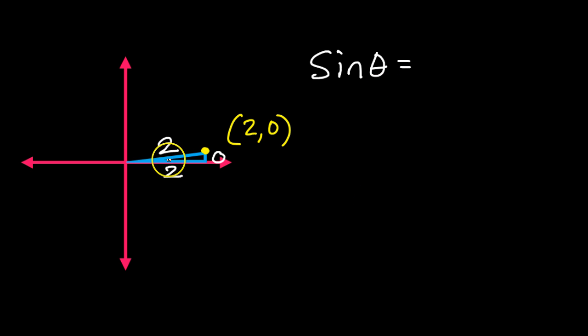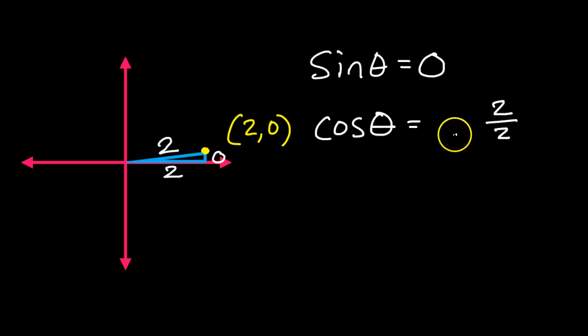Well, the sine of this angle would be opposite over hypotenuse. So that would be 0 over 2. Well, what is 0 over 2? 0 over 2 is just 0. Okay, so the sine of this angle would be 0. Let's keep going. What about the cosine, okay, of this tiny little angle? Well, cosine would be adjacent over hypotenuse, and that would be 2 over 2. But of course, that's just 1, so that would be the cosine.